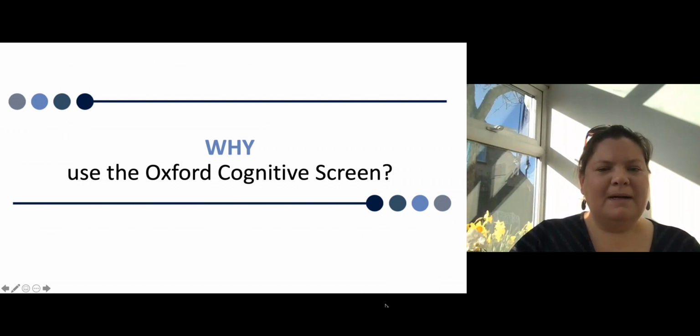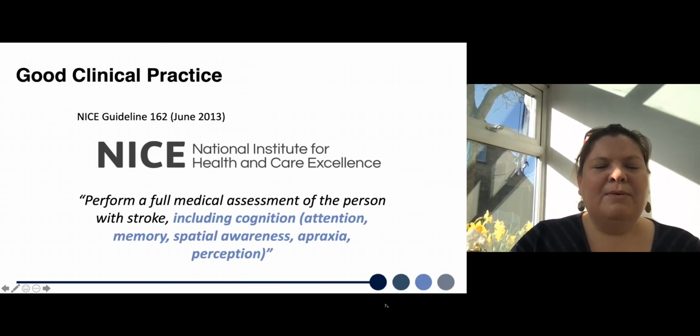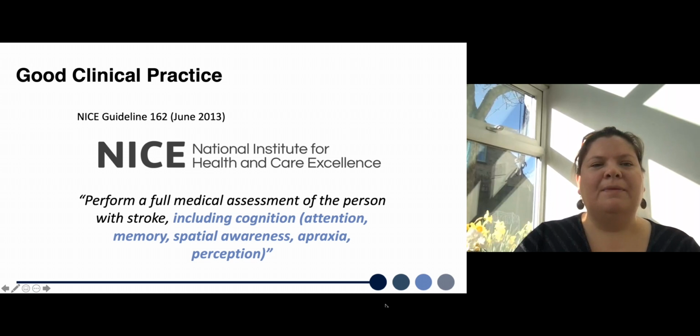Okay, so why might you use the Oxford Cognitive Screen? In line with what you've already been hearing about in previous sessions on the importance of looking for cognitive deficits post-stroke and understanding how that impacts people, and particularly also in the long term, if we just look at the guidelines and look at what is good clinical practice, most guidelines will recommend that you should assess cognition post-stroke.